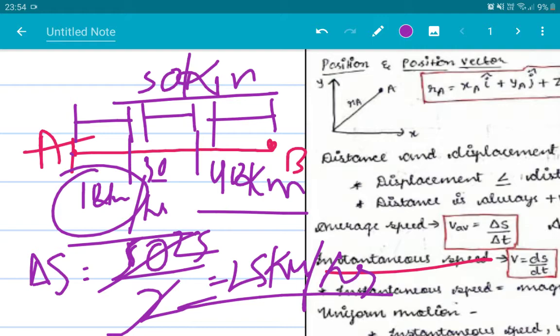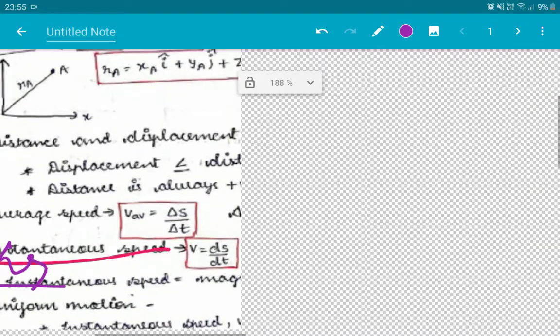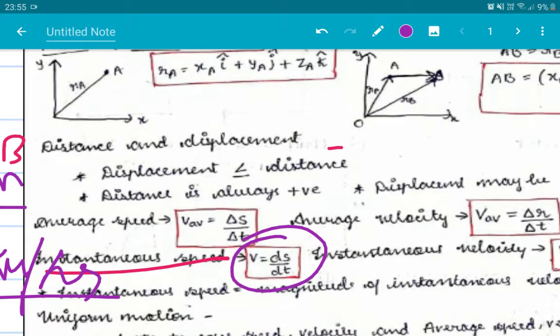Why? Because the car is moving at different speeds at different intervals of time. How do we actually know? That is where this concept of instantaneous speed and velocity has come. It gives the speed at a particular instant of time. And here we can see it is ds by dt. What is this ds by dt? Differentiation and integration are a must for physics, basic rules enough. So ds by dt, what is this d actually?